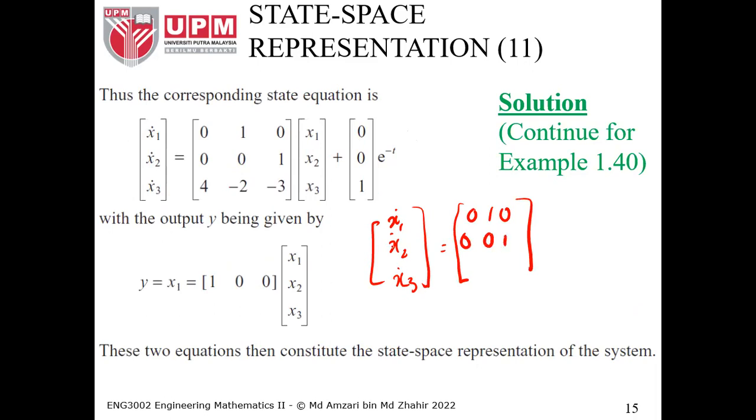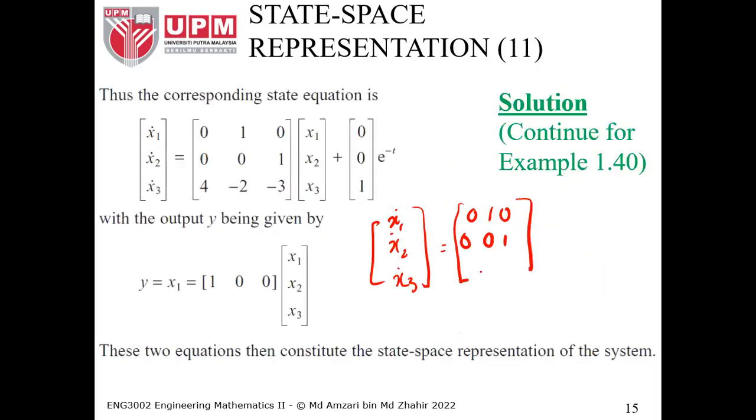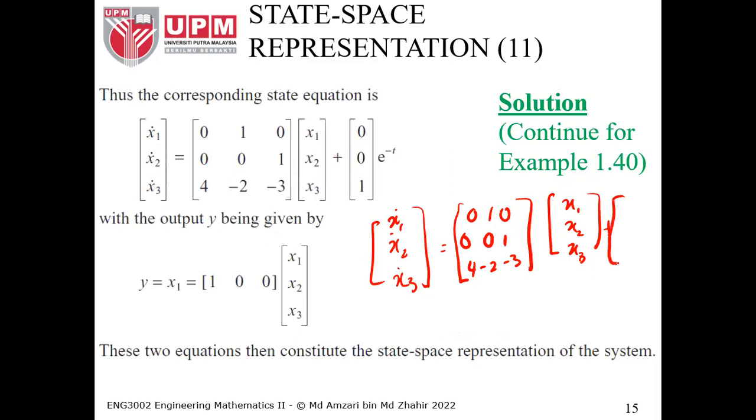And the final one, for x3, we have this equation. We know this equation, x dot 3 is 4x1 and the rest. So you are just putting the 4, negative 2, negative 3. Okay, this is your function of x1, x2, and x3, plus in your equation you have the exponent t. So you put it there in matrix form 0, 0, 1 to the exponent of negative t. Okay, so you have the first matrix.